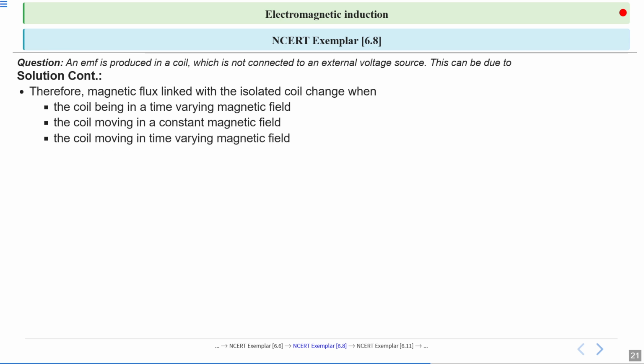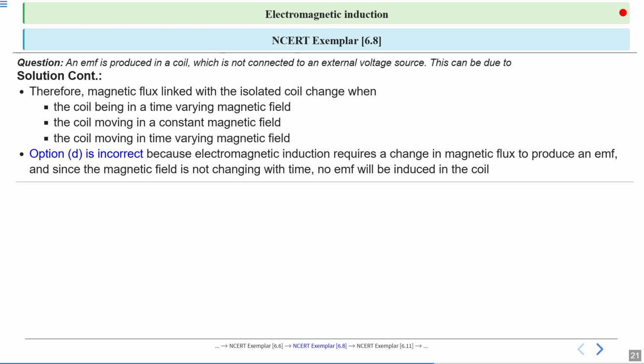And the third case is the coil moving in the time varying magnetic field. Even if the coil is stationary in the time varying magnetic field, EMF will be induced. And if the coil is moving in the time varying magnetic field, then also EMF will be induced. Okay, so option D is incorrect.